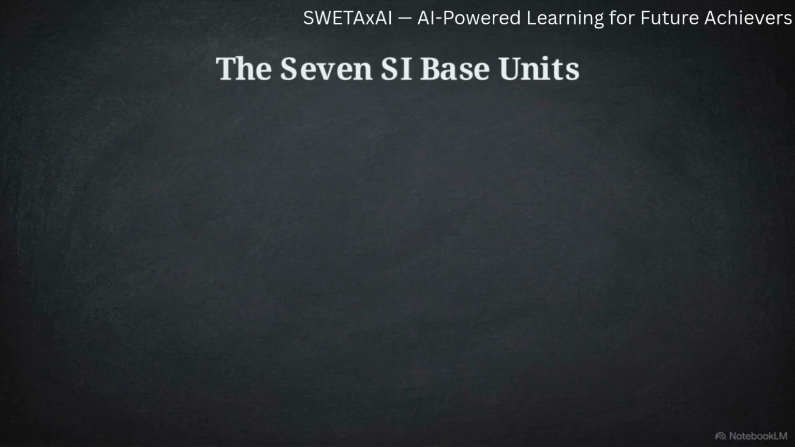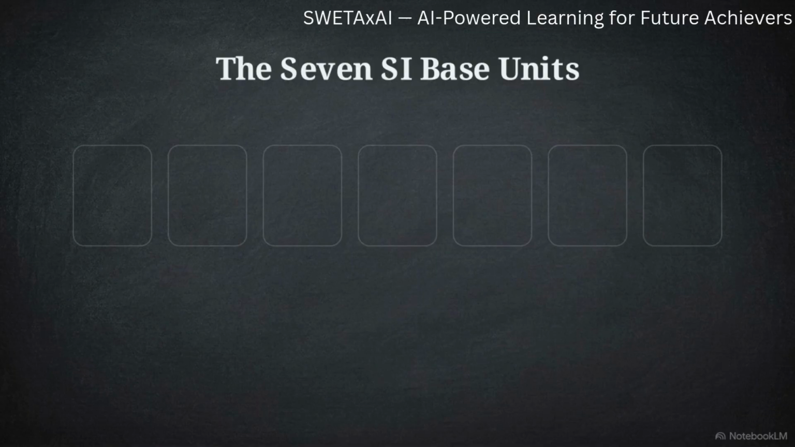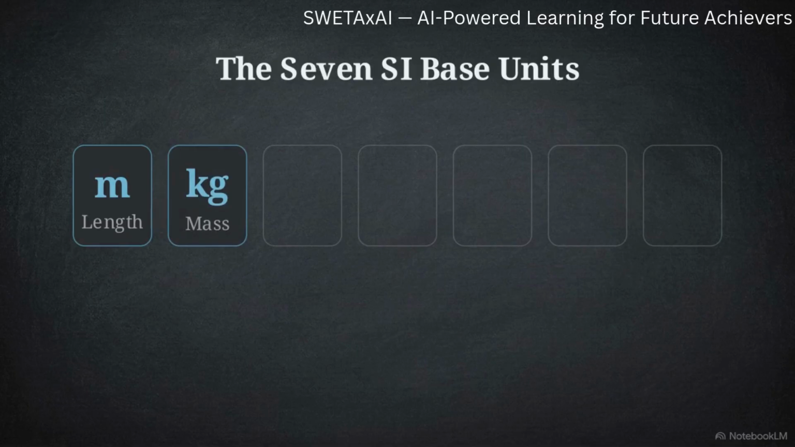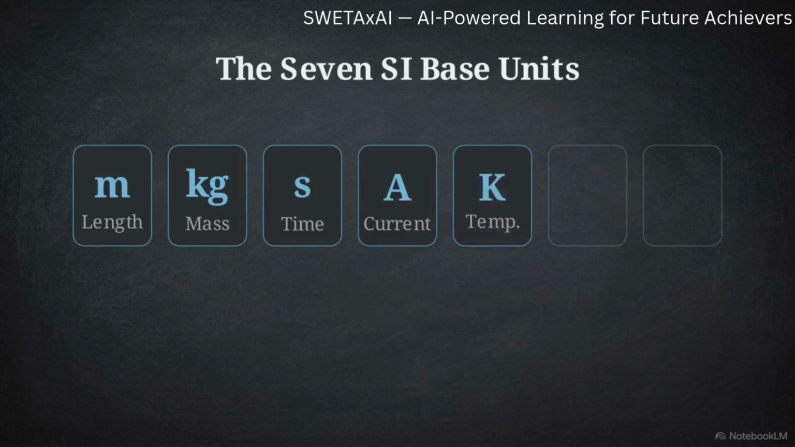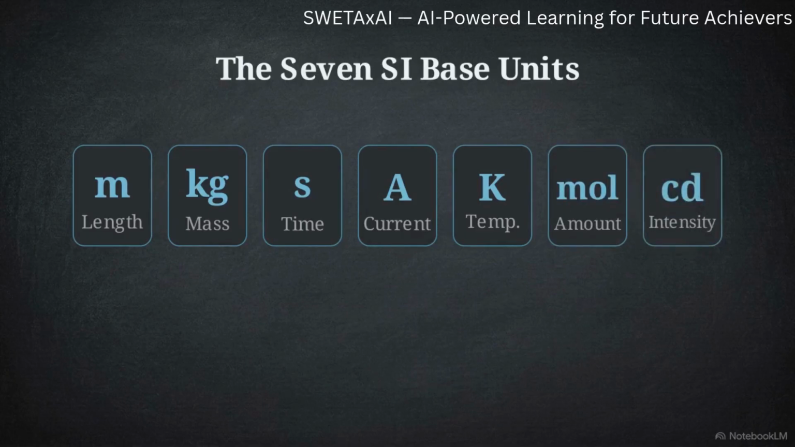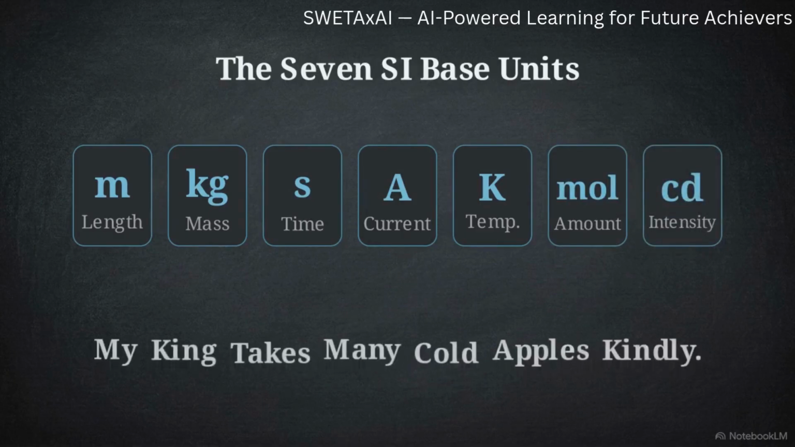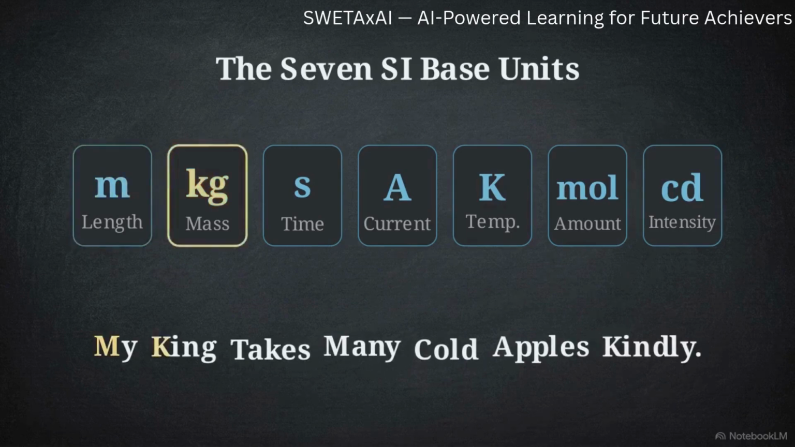The SI system quantifies the complexity of the physical universe using exactly 7 fundamental base units. The first 3 govern mechanics, the meter for length, the kilogram for mass, and the second for time. The others handle thermodynamics, electromagnetism, and elemental properties, the ampere for electric current, the Kelvin for temperature, the mole for the amount of substance, and the candela for luminous intensity.